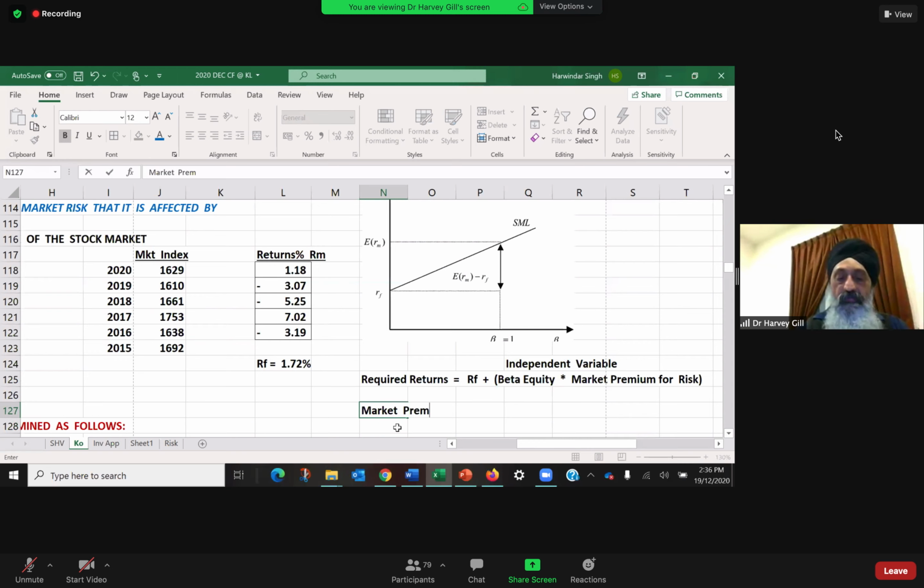Market premium for risk must always be positive, yeah, it cannot be negative, otherwise this formula will get messed up. So how do you make it positive? You can say that going forward, I believe the market is going to go up. Going forward, the market is going to give very good and high returns. Then market premium for risk will become positive. Yeah, market premium for risk, by the way, is RM, the market return, minus the risk-free return, RF.